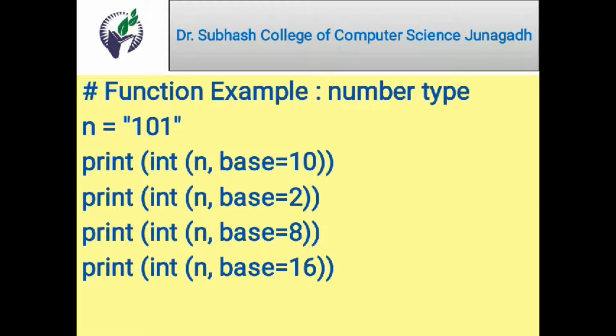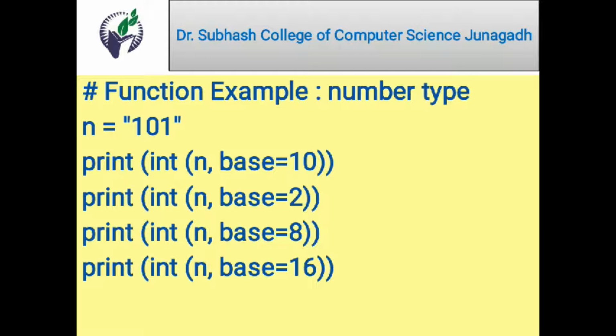Now if I want to convert this given string to an integer with base 2, you know very well that base 2 is a binary number. If I want to convert it into the equivalent decimal number, you use 1 into 2 raised to 0 plus 0 into 2 raised to 1 plus 1 into 2 raised to 2. So 1 into 2 raised to 2 is 4, plus 1 is 5. So the binary number 101 in decimal gives the integer value 5.